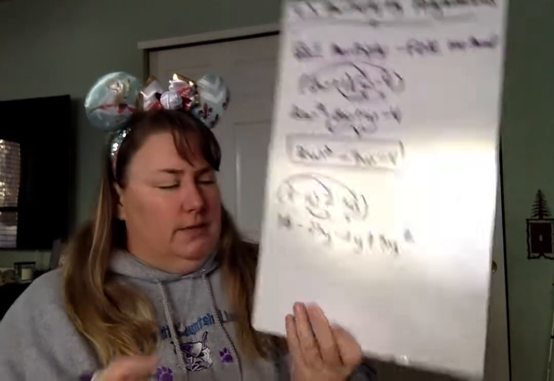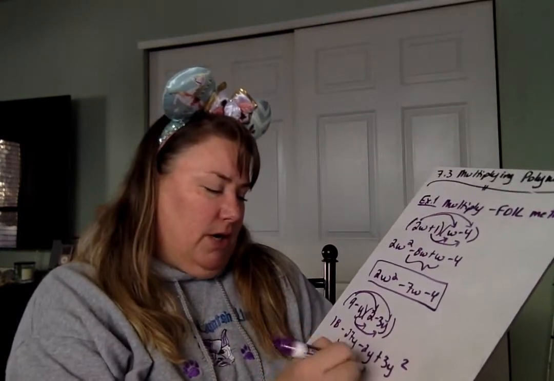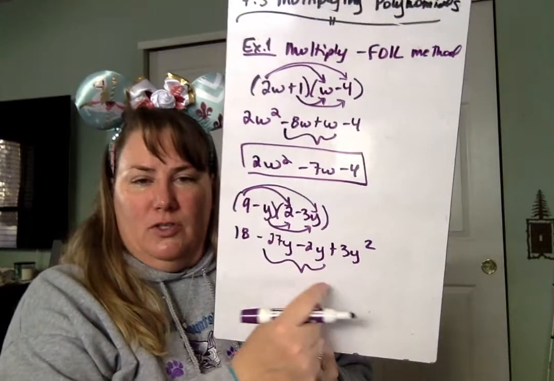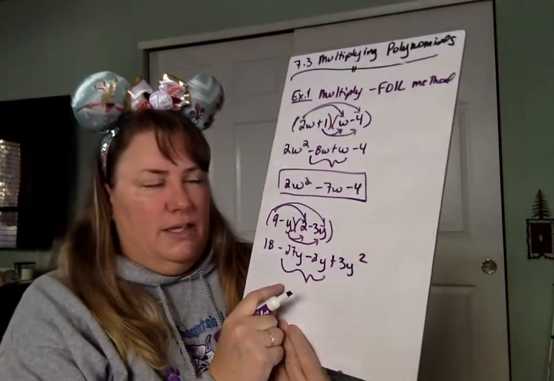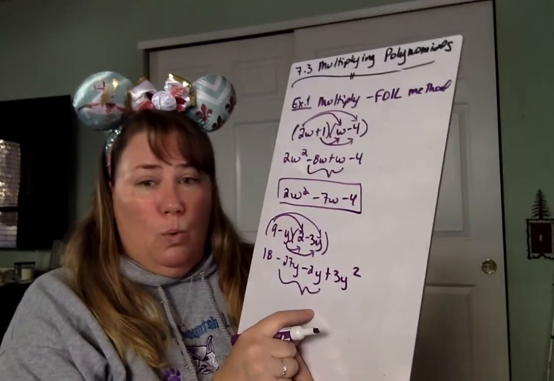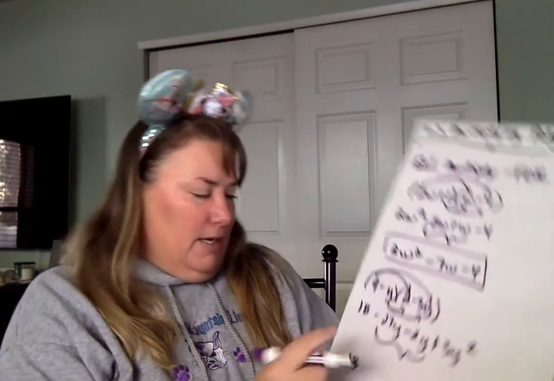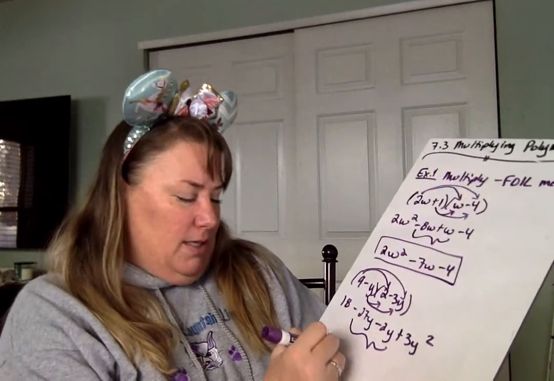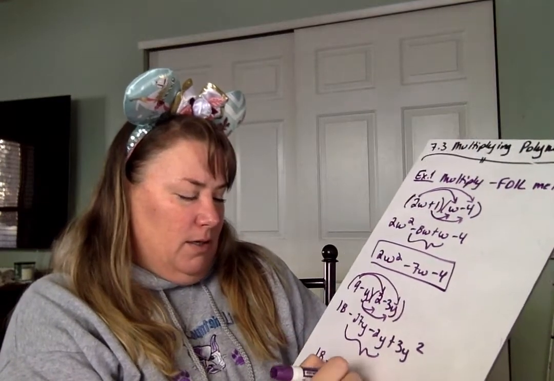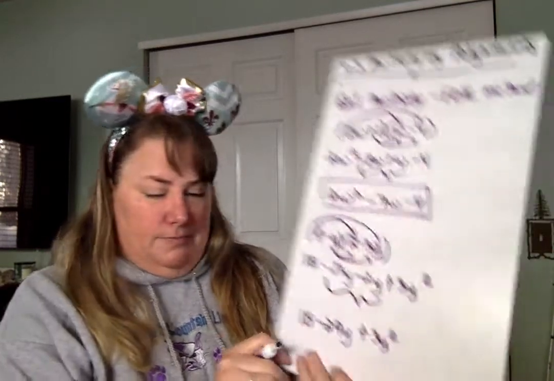Still combine your OI. Your OI is your outer and your inner. First, outer, inner. So technically it's IO when it's written backwards. That's okay. So 18, and then negative 27 minus 2. That's a negative 29y plus 3y squared.